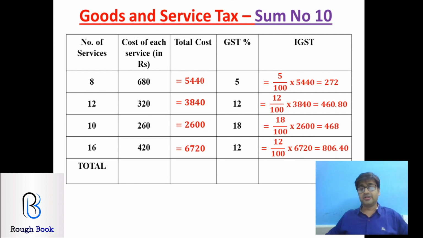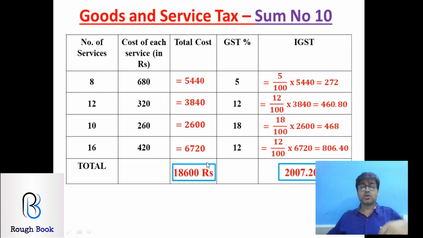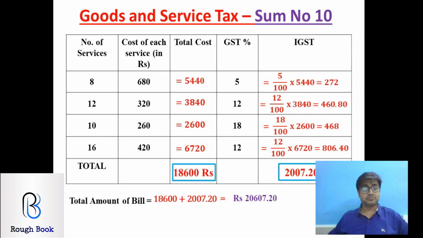So add up everything and get me the final answer. Come on, I'm waiting. Pause if you want. So for your answer for total cost, first I got it. And now IGST, so 2007.60. Add these together, mental math, yeah, this is simple. 20,607.20 should be your final answer.